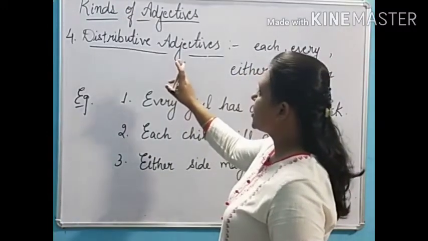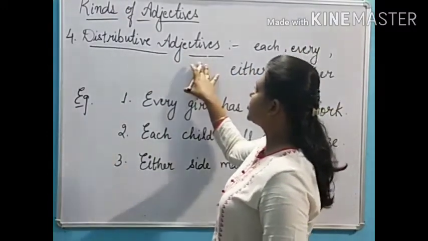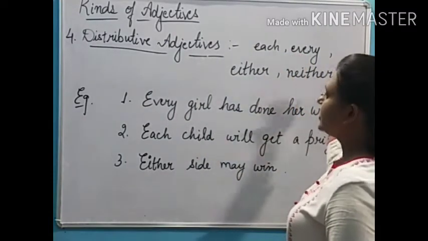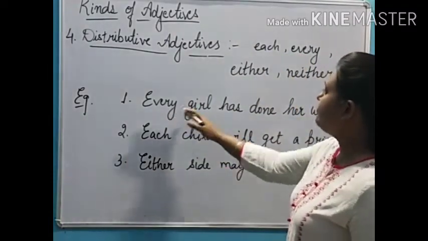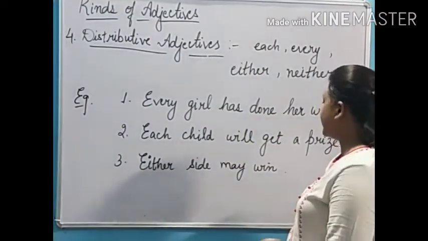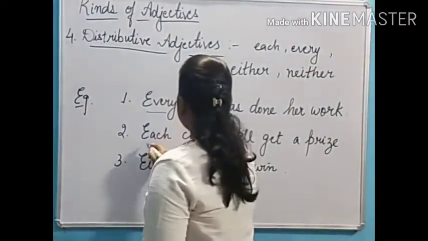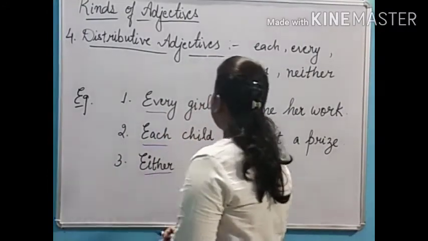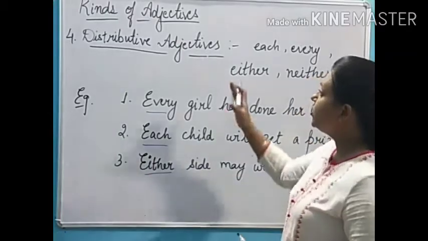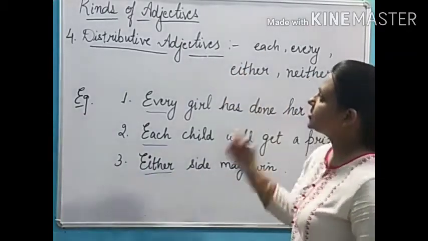The next kind of adjective is distributive adjectives. Isme aayenge each, every, either, neither. Examples: every girl has done her work. Each child will get a prize. Either side may win. When we talk about one of a number, then we use distributive adjectives.